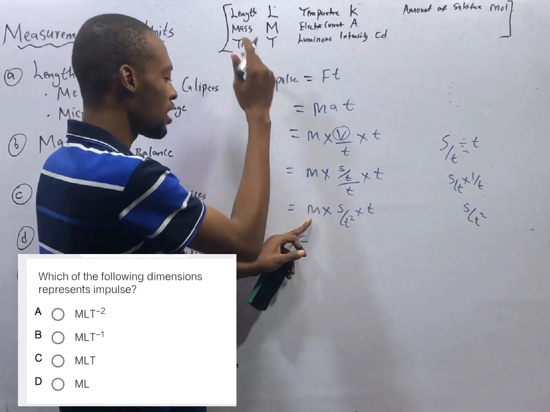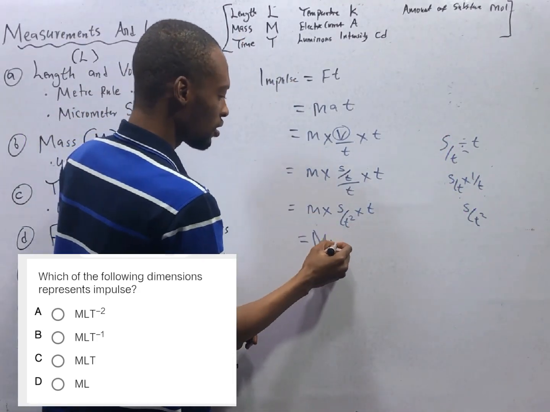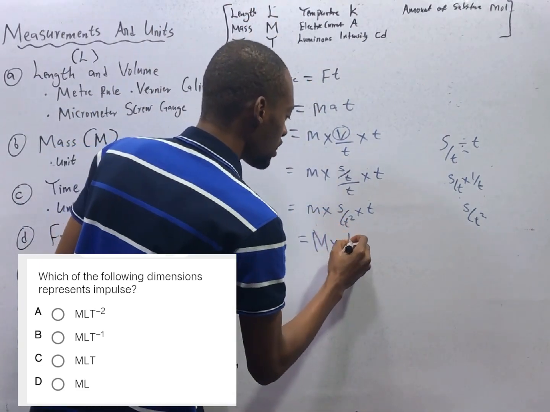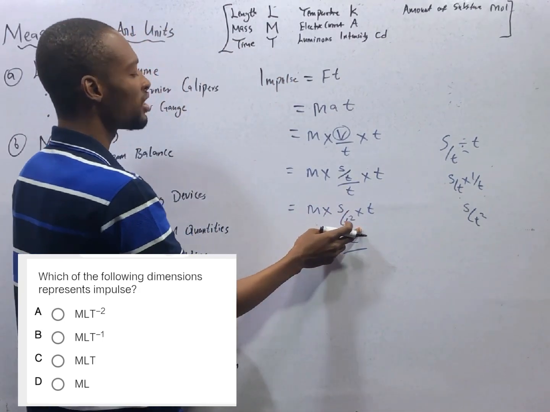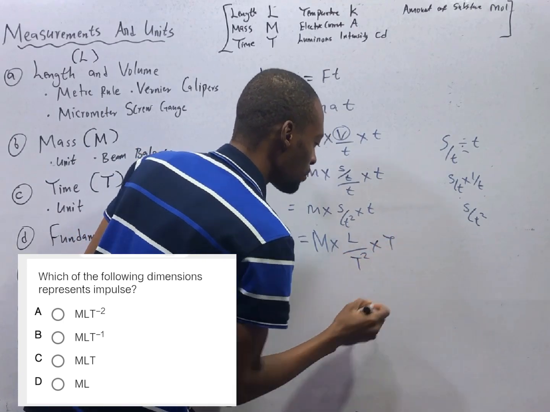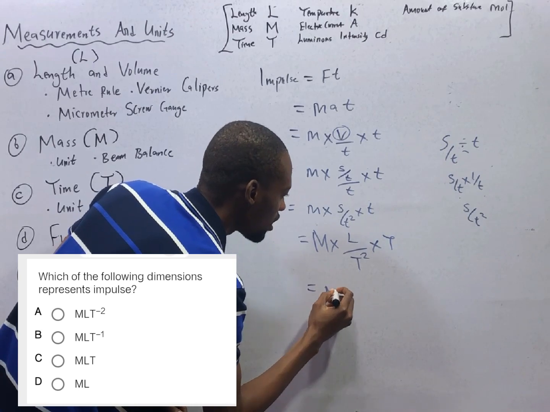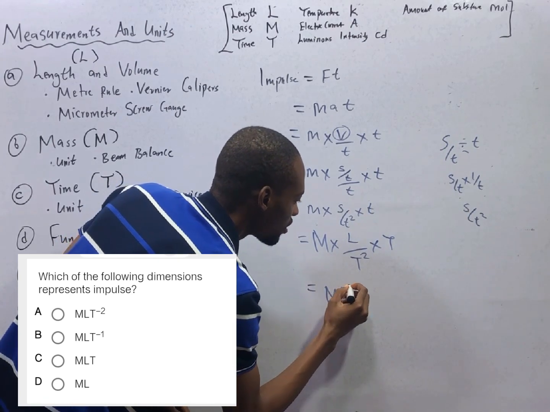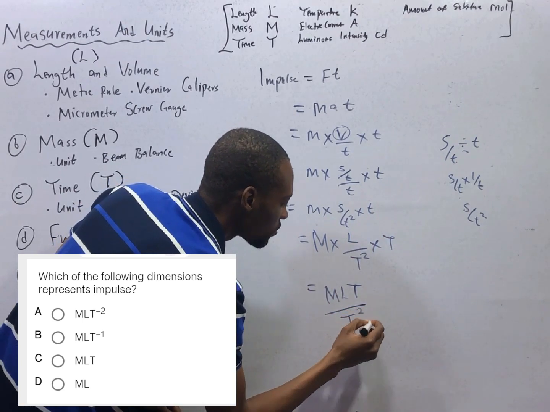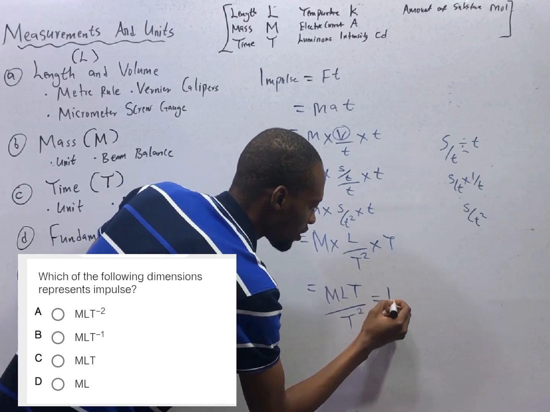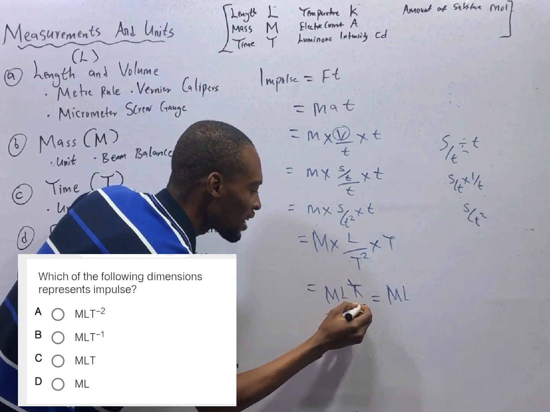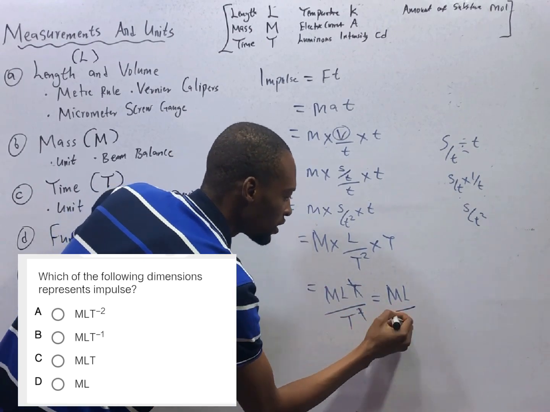What is the dimension of mass? M, times s, which is distance, which is length. So the dimension for length or distance is L, and the dimension for time is capital T. So it is M times L times T over time squared. This is M L. We have one time at the top, two at the bottom. So one cancels one from here. We are left with only one time.